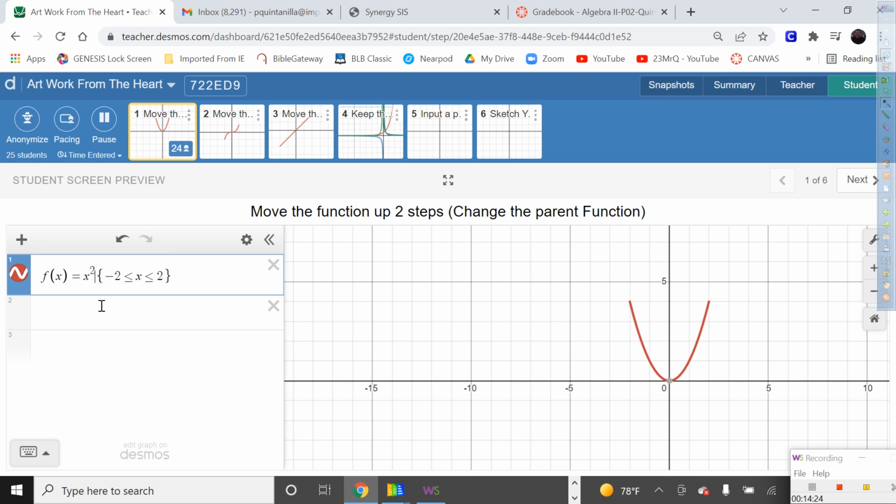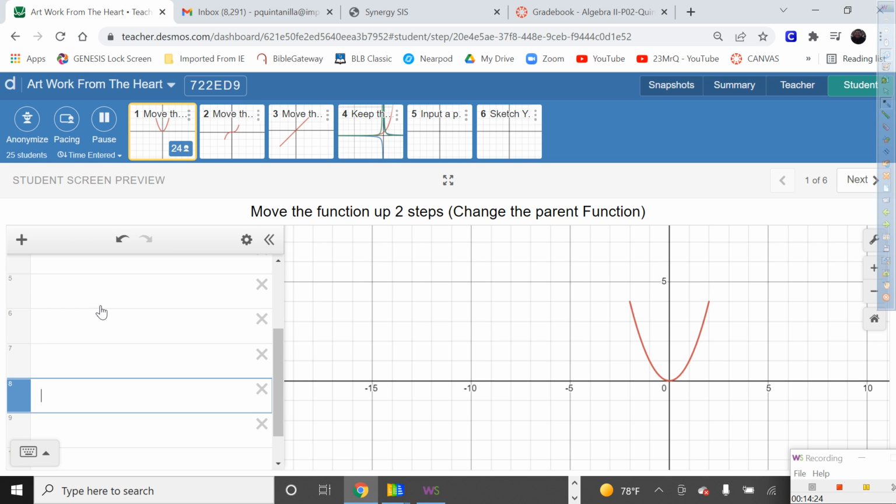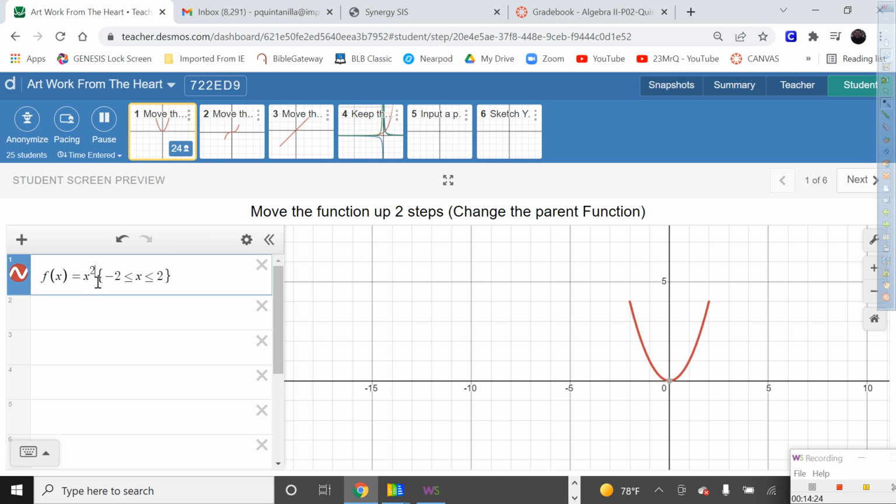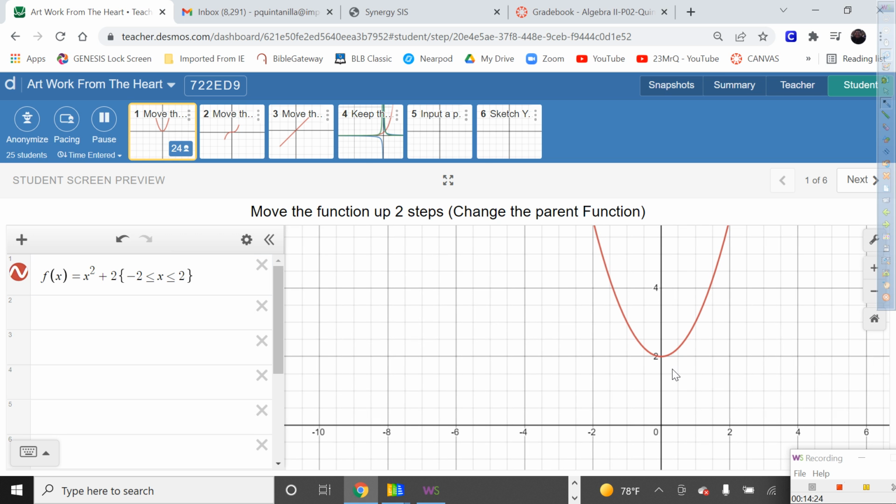Go ahead and type it in and see if it does what you were saying. You should have done +2. Did it move up 2 steps? Yes, there it is. All right.